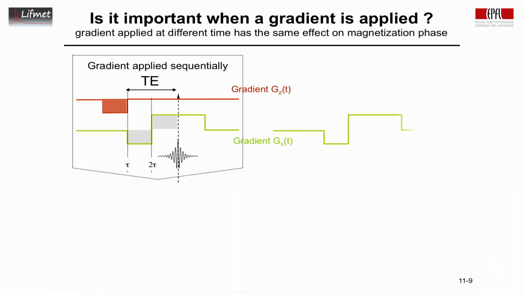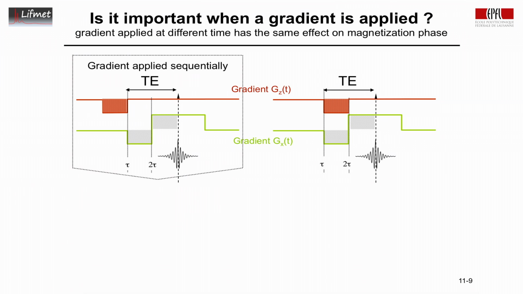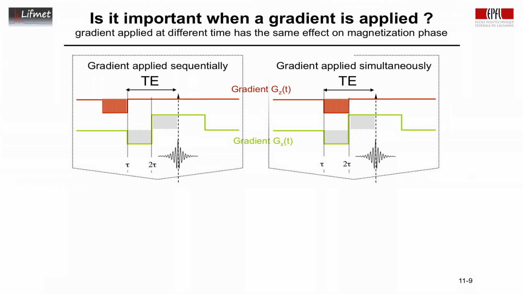Now we'll take the same experiment again. We have the gradient along x. We have echo formation. And we'll now apply this same gradient along z, but we will apply it at the same time as we apply the negative lobe of the x gradient. So everything is identical except the timing for the red gradient. Here's again the echo time te, and this is what we call the simultaneous application of the gradient.